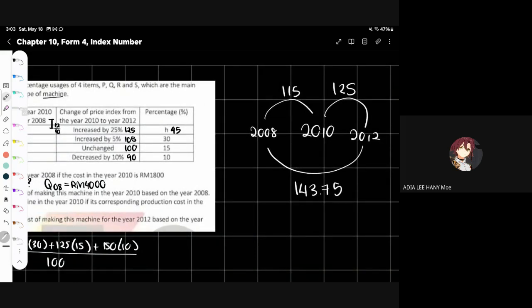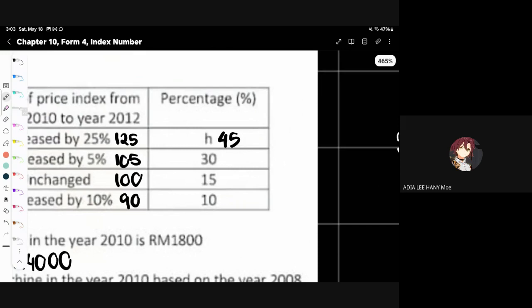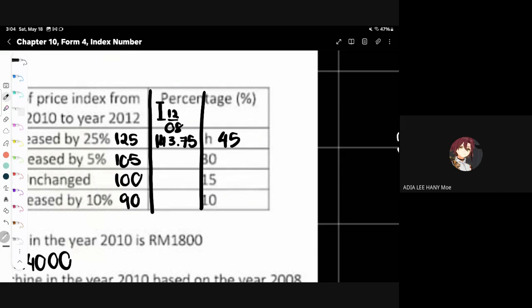Yeah, 143.75. So the index here, let me just draw another one, right? This should be the index for 12 and 08. 08, remember? 08. So this one will be 143.75. Okay, I know it's confusing, right?